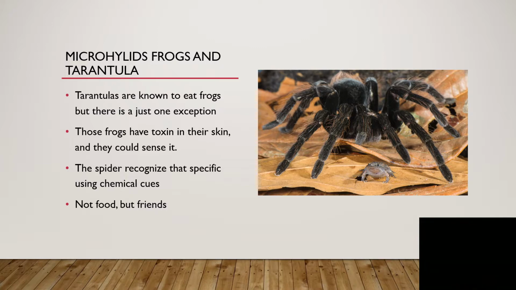And another mutualism relationship is between the microhylid frogs and the tarantula. The tarantulas are known to eat frogs, but for some reason they are not eating the microhylids. This instance was first published by Crowcroft and Hambler in 1989.